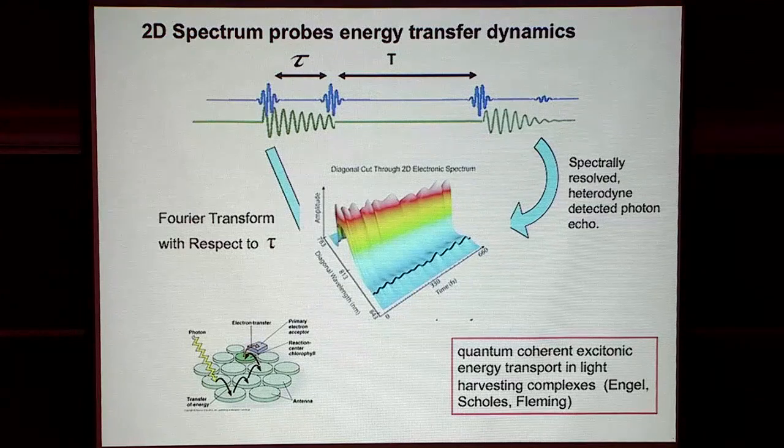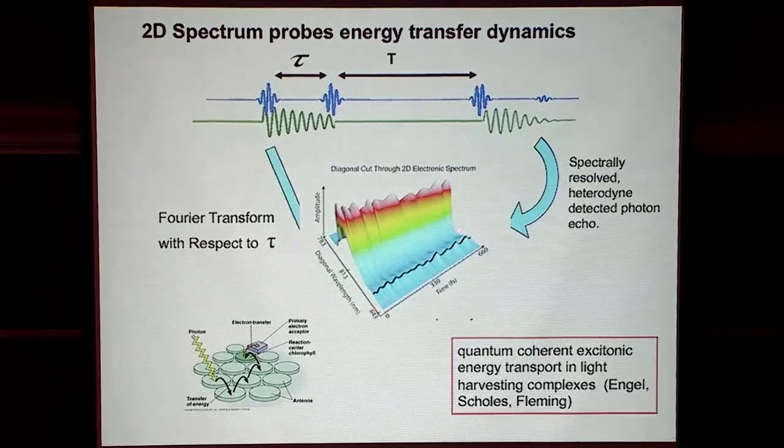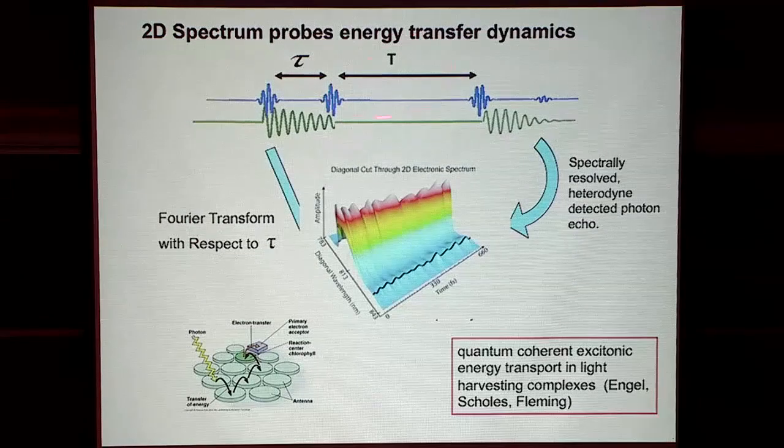So you notice, then, when you vary that time capital T in the middle, you see that you have oscillations in this diagonal, in the main structure on the diagonal cut. You've also got this small feature down here which has some oscillations in it. And these oscillations reflect what's happening during this time capital T, because that's what you're varying along this axis here.